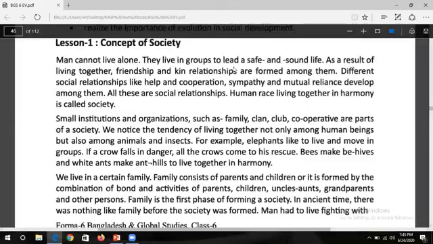A family consists of parents and children, uncles, aunts, grandparents, and other persons. Family is the first phase of forming a society. In ancient times, there was nothing like family before the society was formed. Man had to live fighting with a hostile environment.